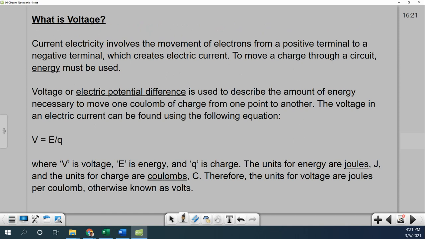But wait, that simulator, I used voltage. What the heck is voltage then, Mr. Burns? You just gave me amps. All right. Current electricity, right? We move electrons from a positive side to the negative side, or more likely from the negative side to the positive side. Now, this creates electric current.